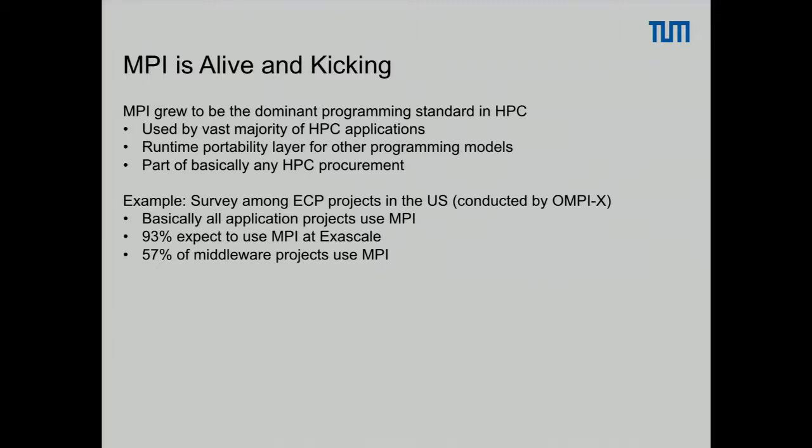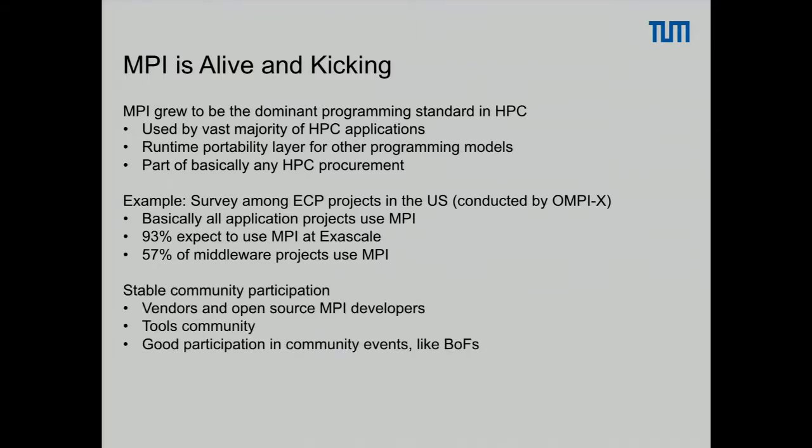Also, when you look at this, we have a very stable community participation in the MPI Forum, in the process of defining the MPI standard. Vendors are still very much active. There's a very strong open source community, for example the MVAPICH team. There's a very strong tools community which participates as well. So not just building the runtime abstraction and making MPI available, but also building the tools for that, so we know that we have correct code, that we have fast code. And also, if you go to events like BOFs at SC or ISC, we get very strong participation by the community, a lot of feedback. So there's a lot of interest.